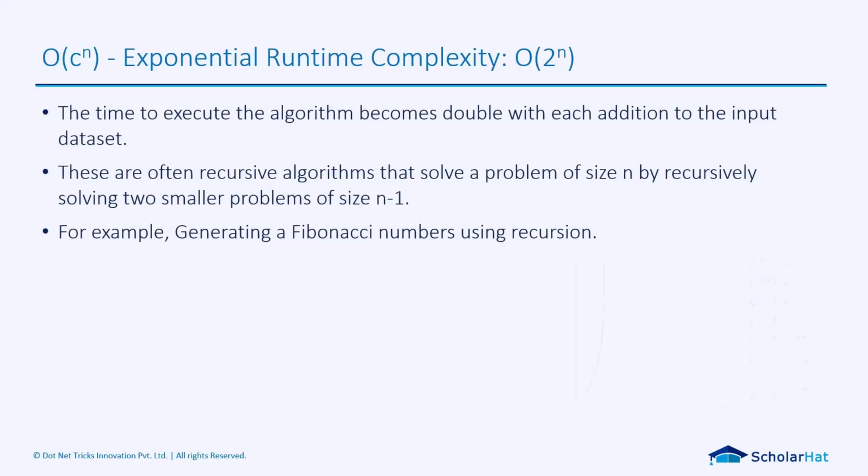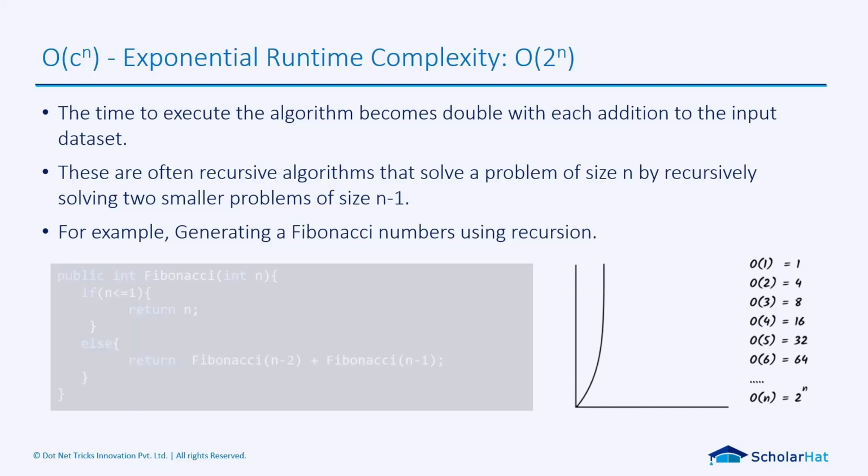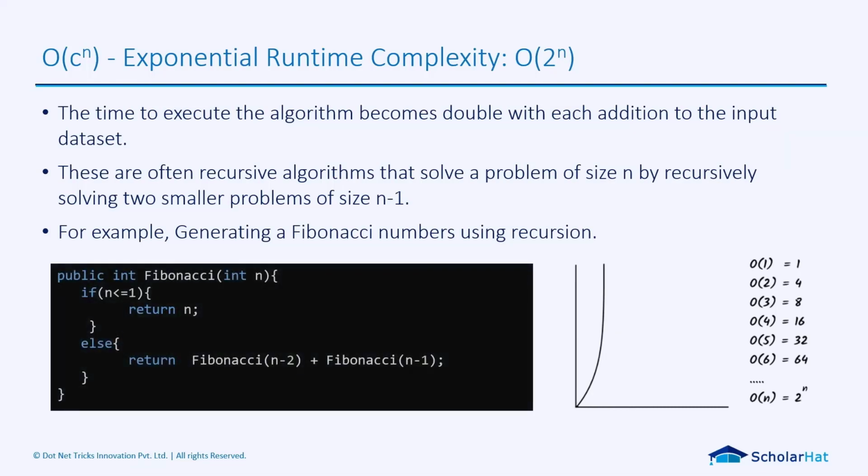So next up, that is exponential runtime complexity. That is, it is going to increase exponentially. So the time to execute the algorithm becomes double with each addition to the input data set. These are often recursive algorithms that solve a problem of size n recursively. So when you solve a problem recursively, that time it is going to take O of 2 to the power n complexity. That is very high. You can see as input grows gradually, but output is coming to be very high, isn't it?